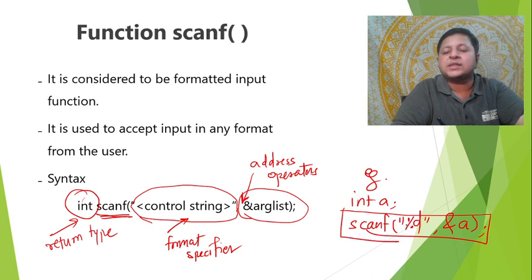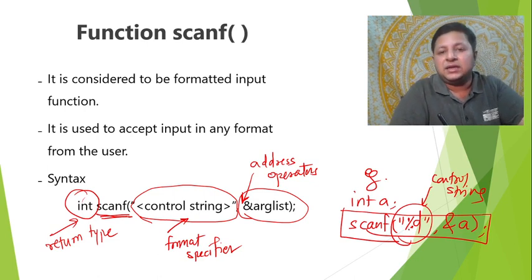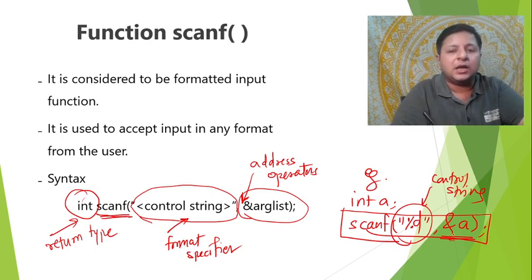Now you understood that this is your control string, which is in double quotes, and the format specifier is referred to using the % sign. So in %d, d is the format specifier we have used, and % is to make the syntax clear that it is a format specifier. And where I want to store it, I want to store it in a, so I have provided the address of a. That's how you will be writing the scanf.